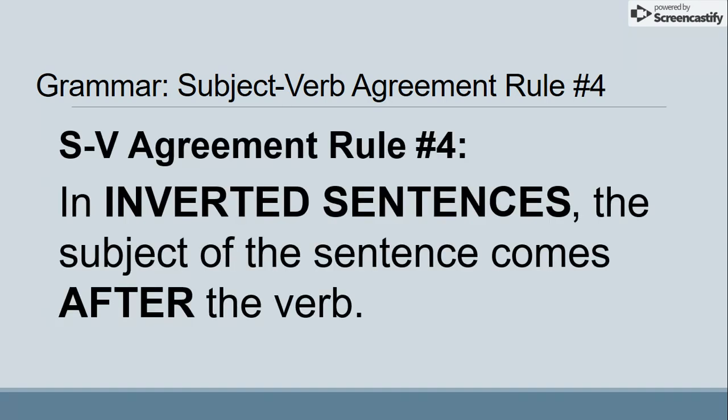Our rule number 4 states that in inverted sentences, the subject of the sentence comes after the verb. So rule number 4 deals with sentences that are not traditionally constructed. And so you have to read them very carefully to make sure that you find the correct subject so that you know what correct verb to pair with that subject. So let's look at some examples so that you understand what this rule is trying to state.